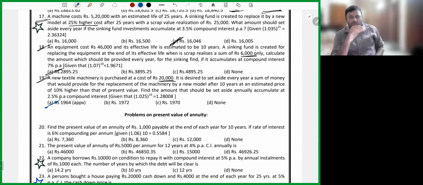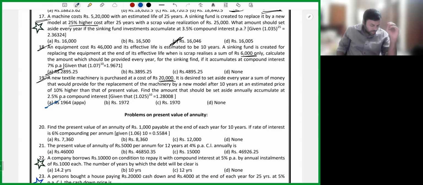So my dear friends, I hope all the concepts of future value are clear. We have done future value of ordinary annuity and future value of annuity due. Future value of ordinary annuity into one year extra interest will give you future value of annuity due. Then we have done sums on sinking fund as well. So I hope all the points regarding future value are clear.